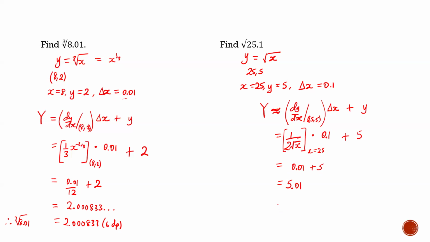5.01. Now, if you actually use a calculator to evaluate the square root of 25.1, this answer is correct to 4 decimal places. So you could conclude that therefore, the square root of 25.1 is 5.01002 to 4 decimal places. Of course, in questions that you encounter, you might be asked to stop at a particular number of decimal places. And so still then you'd have to use the approximation symbol. But here I'm saying this because I know that this is actually true for a fact.